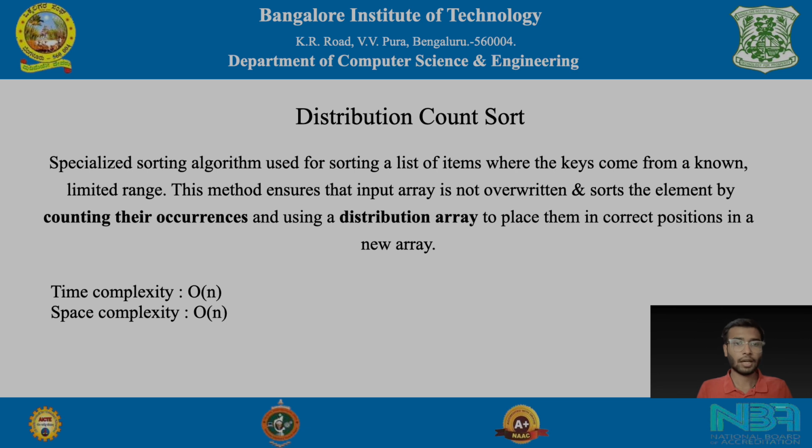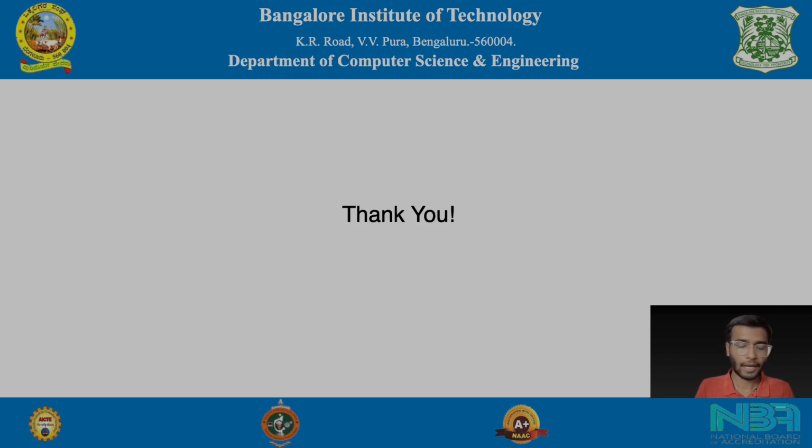It is better than the comparison approach because it has a time complexity of big O of n, but comparison sort has a big O of n square. So it is much more efficient. The space complexity is the same in both of them. So that is all about counting sort by count.